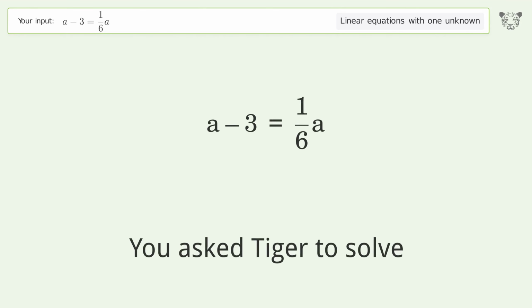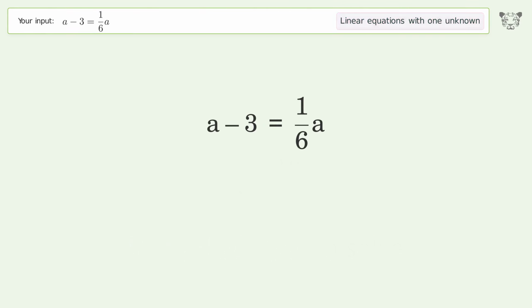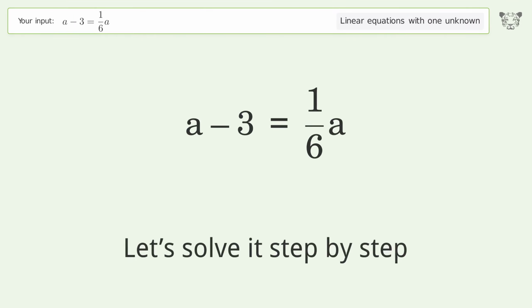You ask Tiger to solve. This deals with linear equations with one unknown. The final result is a equals 18/5. Let's solve it step by step.